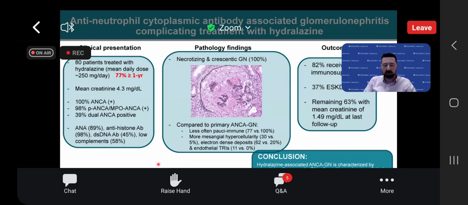I don't know that the mean daily dose is as helpful here, but what's more important is that the vast majority, over three-quarters of these patients, were on hydralazine for at least a year. Most of them somewhere around 1 to 5 years at the time of their kidney biopsy. So this is not something we expect to see in patients who get started on hydralazine drips in the hospital as a new time exposure. This is something that develops when patients are on this as an outpatient PO med. The mean creatinine you can see here is typical of an ANCA series.